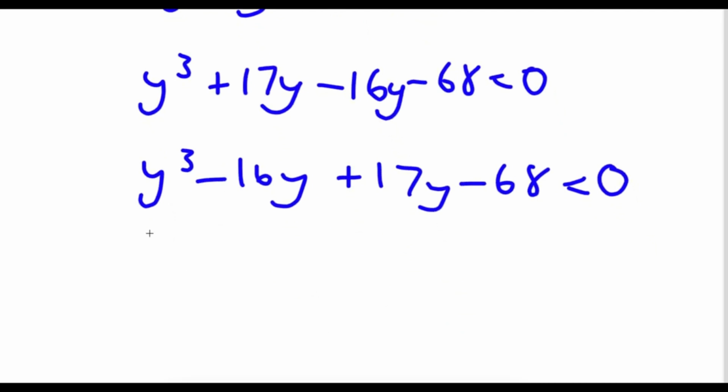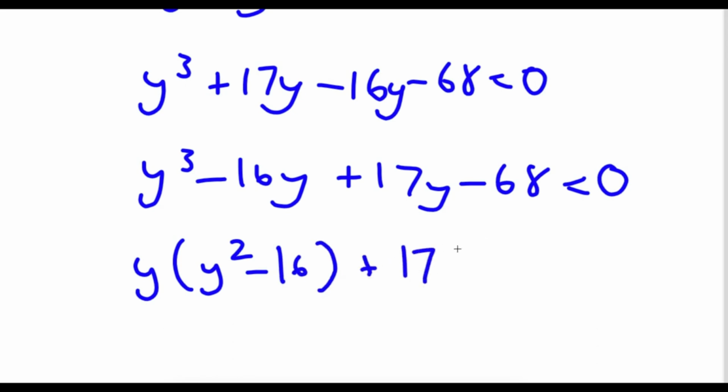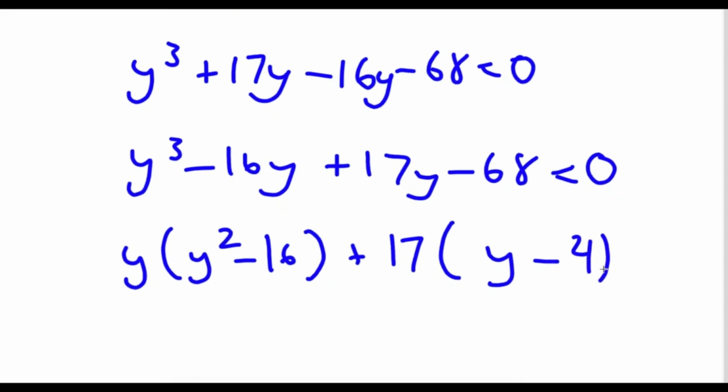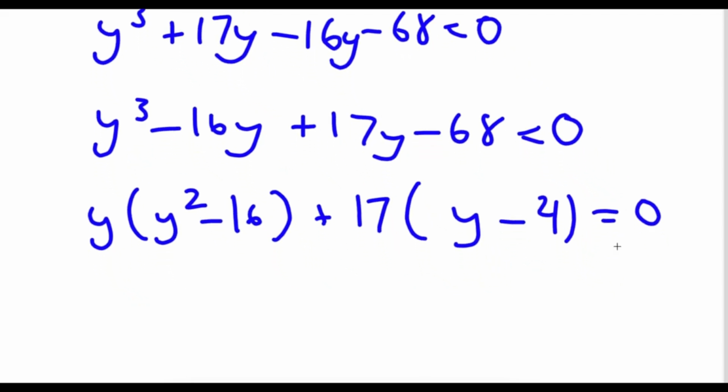Now I'm going to factor by grouping. So from y to the power of 3 minus 16y, I'm going to factor out y. Y to the power of 3 divided by y is y squared, minus 16y divided by y is 16. Then I have plus 17y minus 68. I'm going to factor out 17. 17y divided by 17 is y, and 68 divided by 17 is 4. So now this is equal to 0.